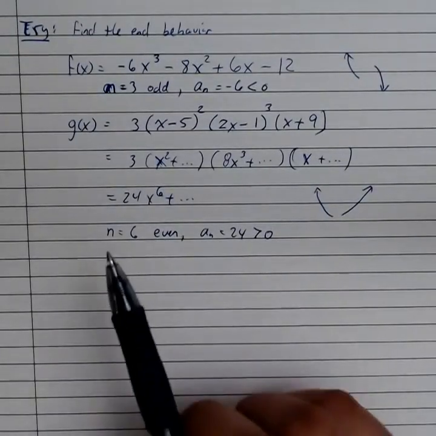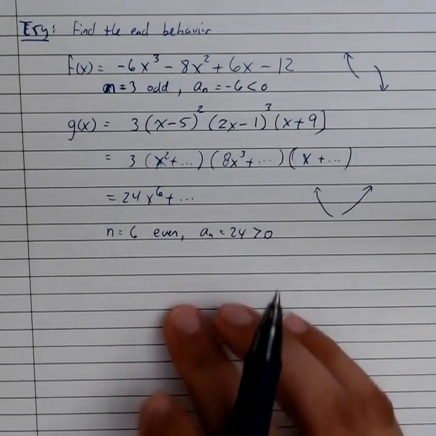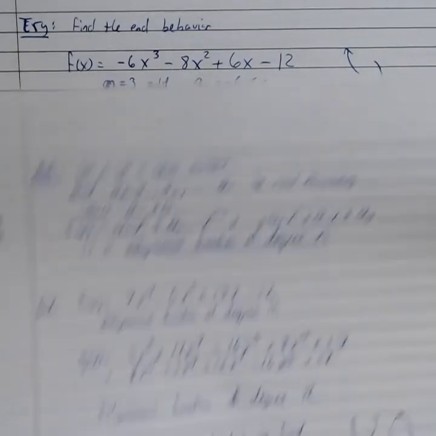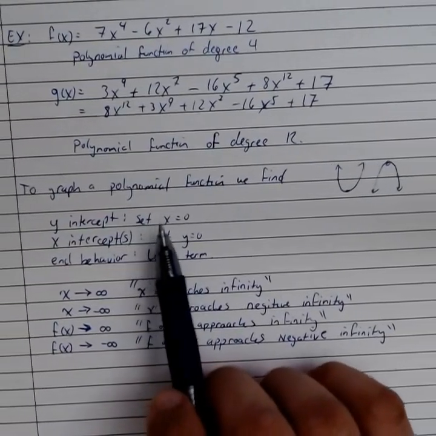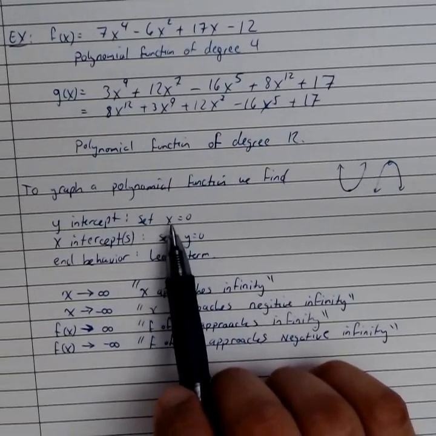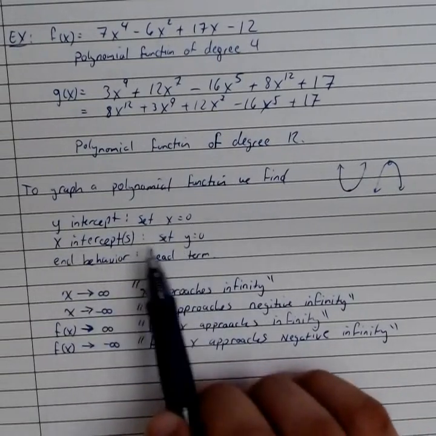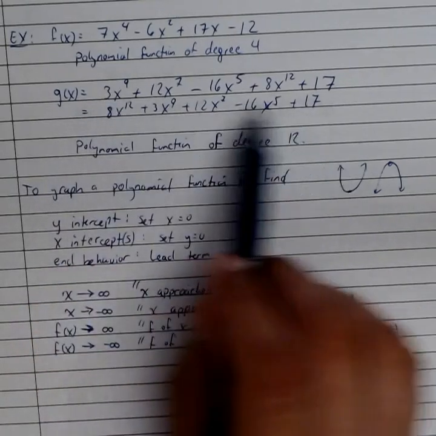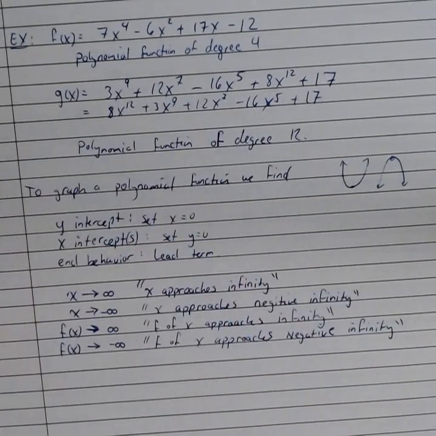Now, aside from finding the end behavior of a function, we're going to need two other things to graph: the y-intercept and the x-intercepts. The y-intercept is never going to be very difficult. All you're going to do is plug in x equals 0 into your function and simplify. What can be more complicated is finding the x-intercepts, because then you're going to take your function, set it equal to 0, and now you have to solve that equation.